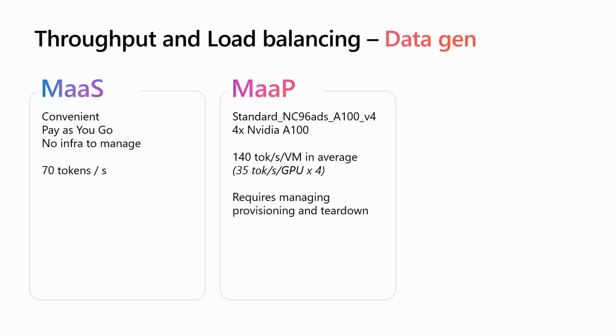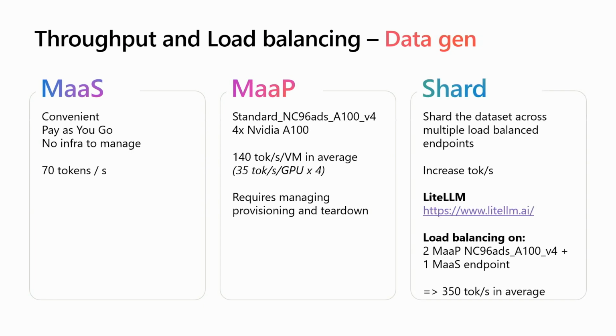On MAP, so MAP stands for Model as a Platform, you provision your own infrastructure, and the smallest SKU that you can use on Azure is basically a VM which has 4 NVIDIA A100 GPUs, which gives you roughly 140 tokens per second per VM. So if you want to go faster, you can go for that. But it's more committing because you need to manage commission and decommission the infrastructure yourself, which you don't need to do with MAS.